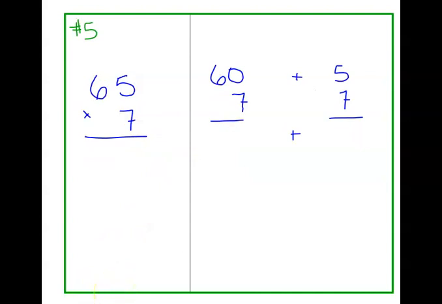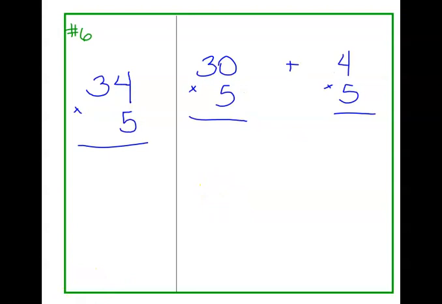All right, so for problem number 5, which you are going to do on your own, I have it set up. You need to do both ways. Your problem is 65 times 7. Okay, and for your last problem, do it both ways. Our problem is 34 times 5. Make sure you do both ways. Draw any lines you might need for notes or anything. And you have 4 examples on your paper. Good luck, you got this.